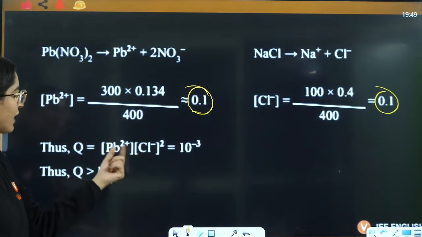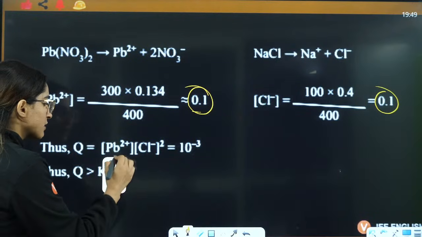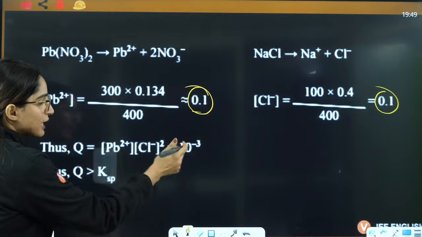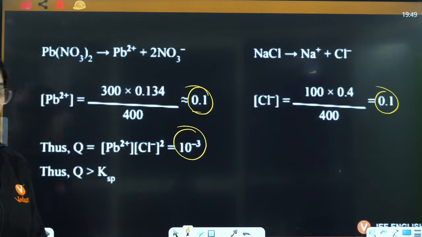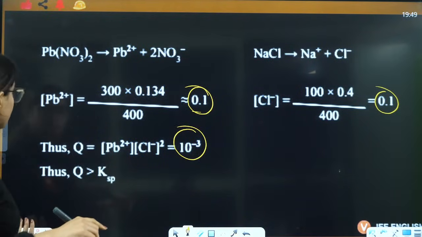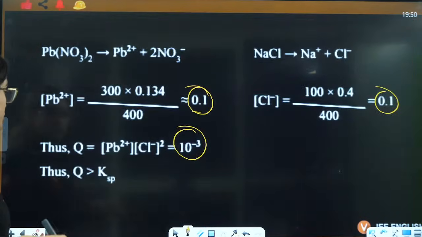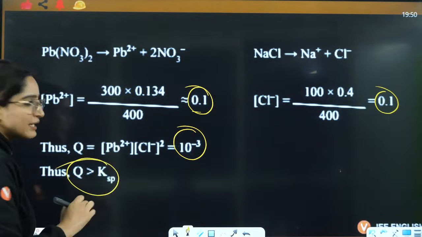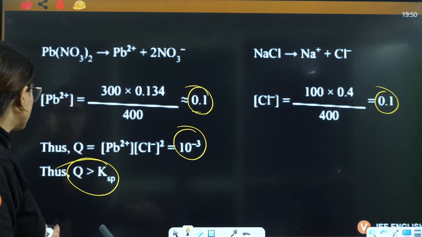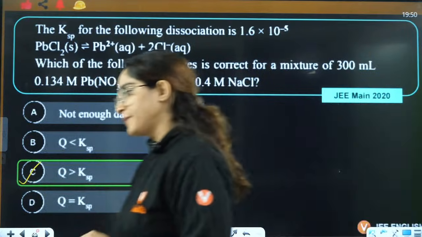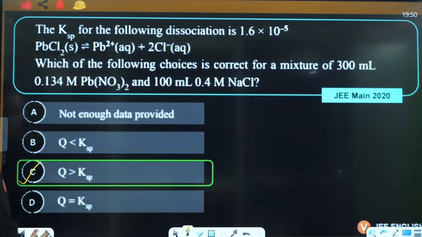So when you put the values, this is 0.1, this is 10 raised to power minus 1. This is 10 raised to power minus 1 raised to power 2, that is 10 raised to power minus 3, the overall value. And here this is 10 raised to power minus 5, so that is definitely smaller. So you can say QSP is definitely greater than KSP and hence the answer is going to be C, the correct answer here.